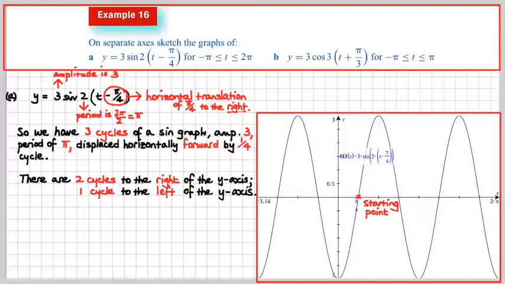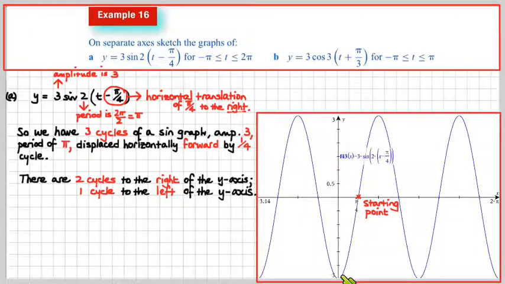Now, when I said we have 2 cycles to the right of the y-axis, they're not really 2 complete ones. We have 1 cycle to the left of the y-axis. So I'll show you why I said it that way. This goes here. This is here. This is a full cycle. Even though it doesn't look like traditional sine, it is a full cycle because it's a pi on 4 translated version of sine, right?